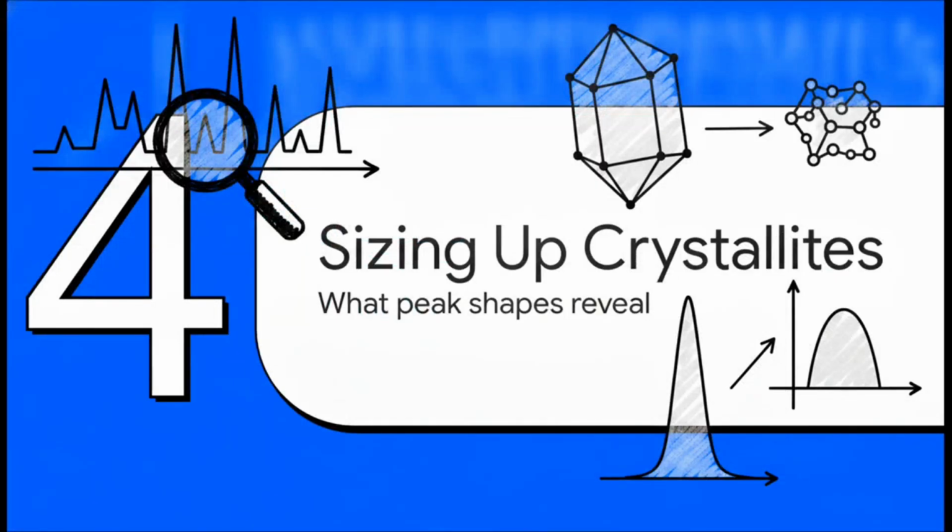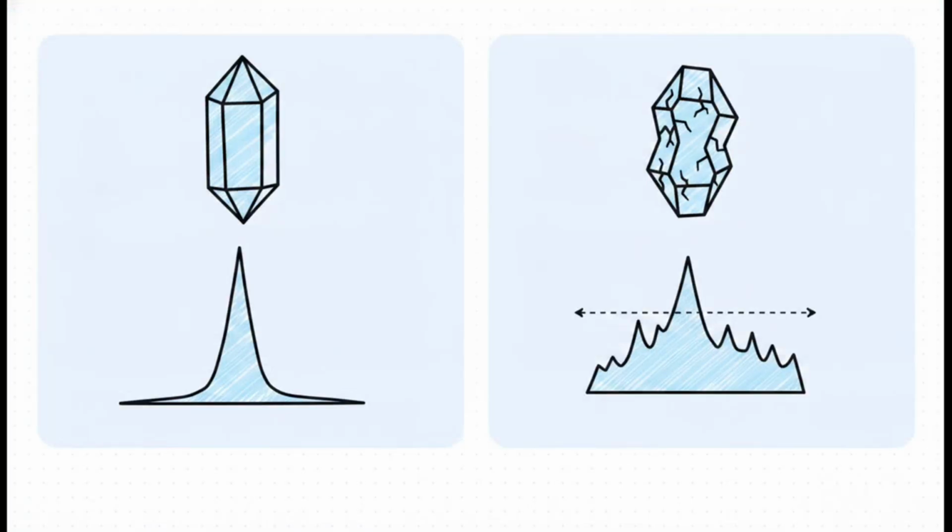Next up, Section 4, Sizing Up Crystallites. The position of the peaks tells us what the material is and how its atoms are spaced, right? But there's another incredible layer of information hidden in the graph, because not all peaks are created equal. When we look closely at a peak, we measure something called the full width at half maximum, or FWHM. Basically, it's just how wide the peak is at exactly half of its total height.